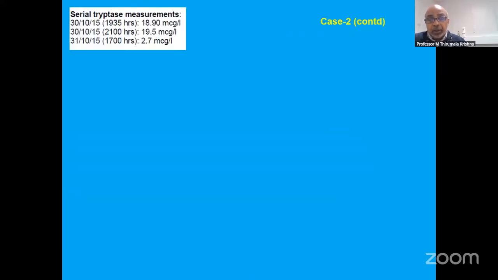So here you can see that acute tryptase went up to 19 micrograms per mil immediately after the reaction. And then at 24 hours the following day, it came down to 2.7. This is what I meant by dynamic increase in acute serum tryptase.